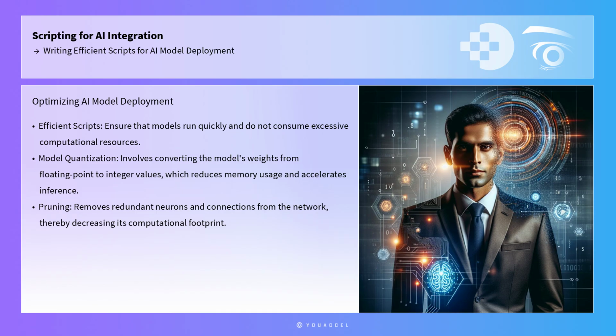Another critical factor in scripting for AI deployment is the optimization of model performance and resource utilization. Efficient scripts ensure that models run quickly and do not consume excessive computational resources. Techniques such as model quantization and pruning can be employed to reduce the size and complexity of neural networks, making them more suitable for deployment in resource-constrained environments. Quantization involves converting the model's weights from floating point to integer values, which reduces memory usage and accelerates inference. Pruning, on the other hand, removes redundant neurons and connections from the network, thereby decreasing its computational footprint.